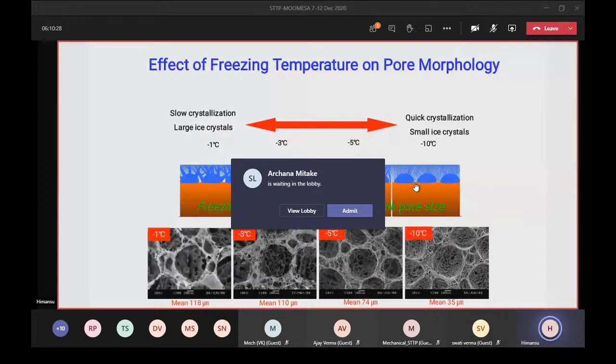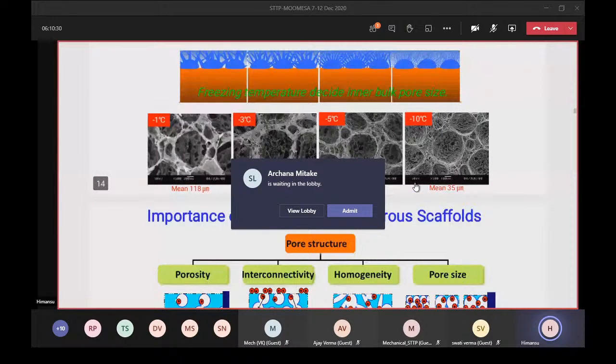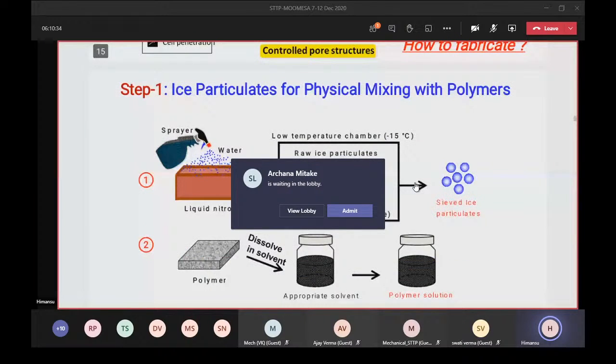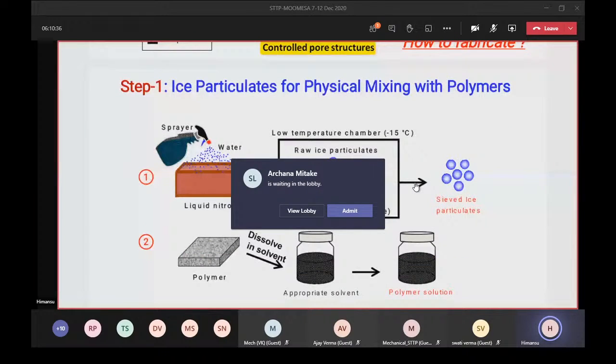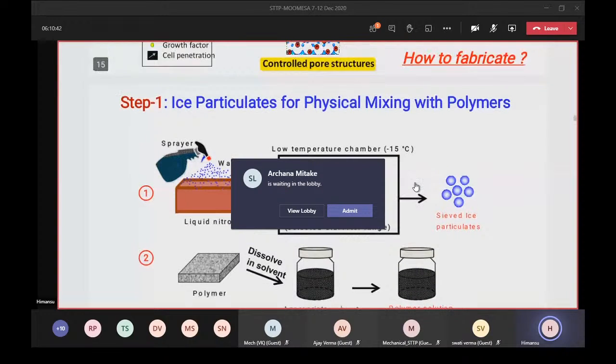So what we did, we devised a new technology. Actually, I wanted to skip one slide and go to this slide. In order to get the entire 3D structure, we prepared the ice particulates.